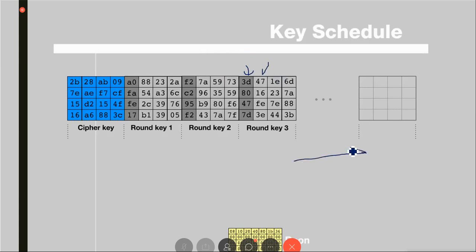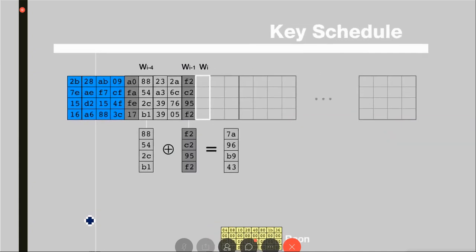How many times will this go on? It goes all the way until your 10th key is generated. The operation is very simple: Wi minus 1, Wi minus 4, XOR for column 2, column 3 and column 4. The first column will have an additional process. You have Wi minus 1 and Wi minus 4.